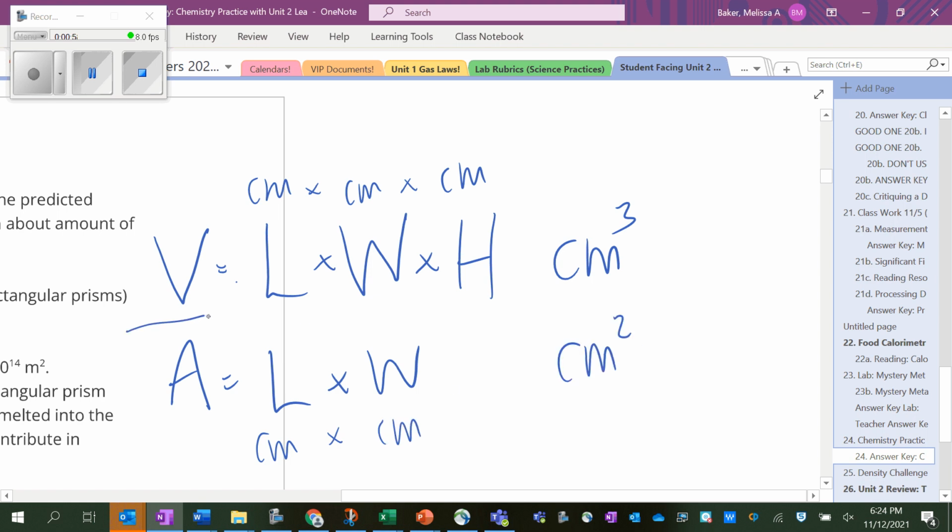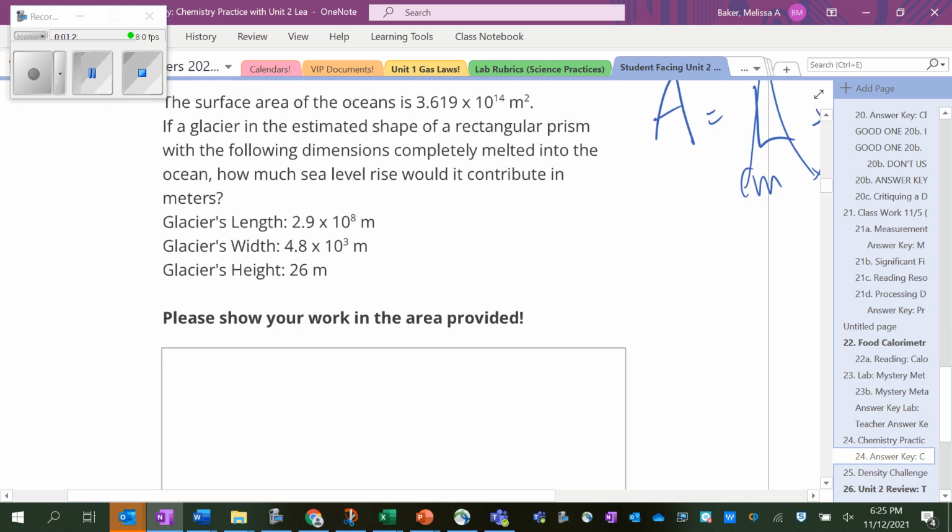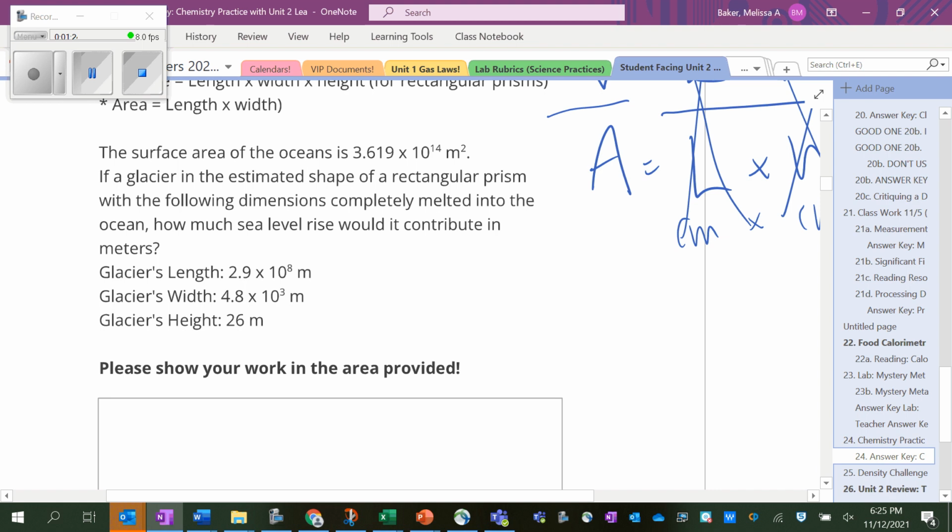And then if you divide volume by area, you're doing length times width times height divided by length times width. So that cancels, you're left with height. You've got centimeters cubed divided by centimeters squared. So that cancels out, this cancels out, you're just left with centimeters, which makes sense because that's the unit for a height. So here's our problem.